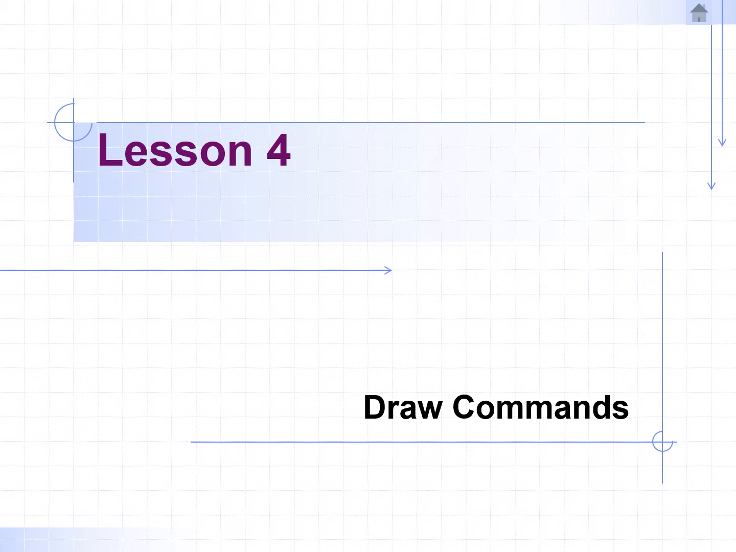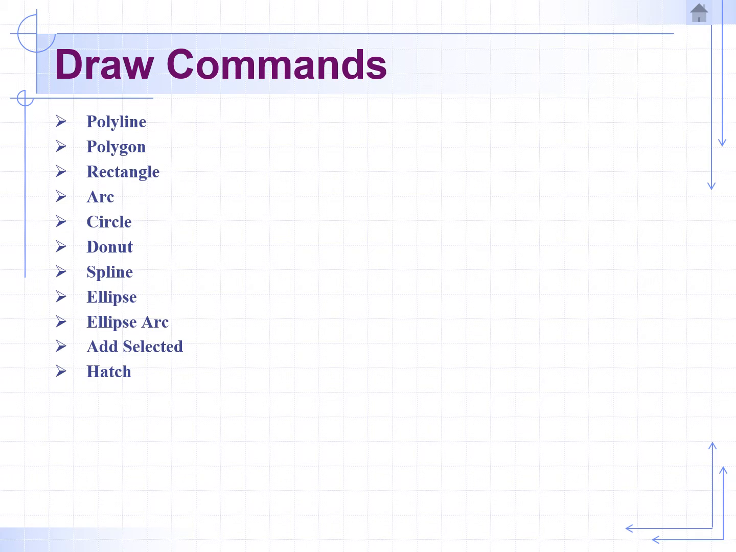All right, class. This presentation is going to be on some of the draw commands. So some of the things like drawing a line, polyline, rectangle, arc, circle, donut, things like that. So some of the draw commands we have are polyline, polygon, rectangle, arc, circle, donut, spline, ellipse, ellipse arc, add selected, and then hatch pattern.